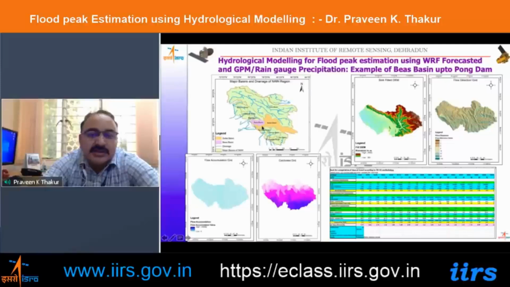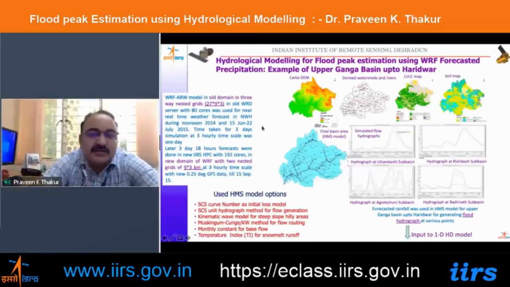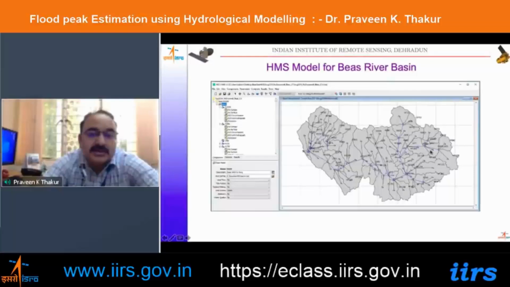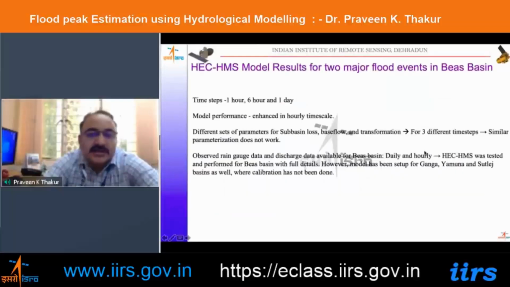So in the Ganga river, we do not have sufficient data to calibrate all the flood events of the last 5 years. But in the Beas Basin, we do have the data from Bhakra Beas Management Board, which has provided us the hourly discharge data at Sujanpur, Tira, and Nadaun. So this is the HMS model for this. And this data we have used, and we have simulated the peak flow at the time step of 1 hour, 6 hour, and daily.